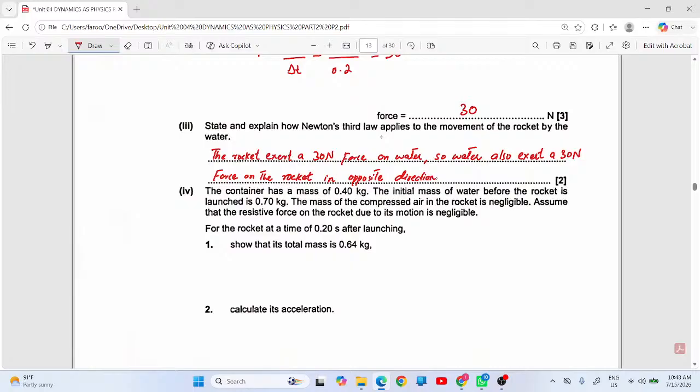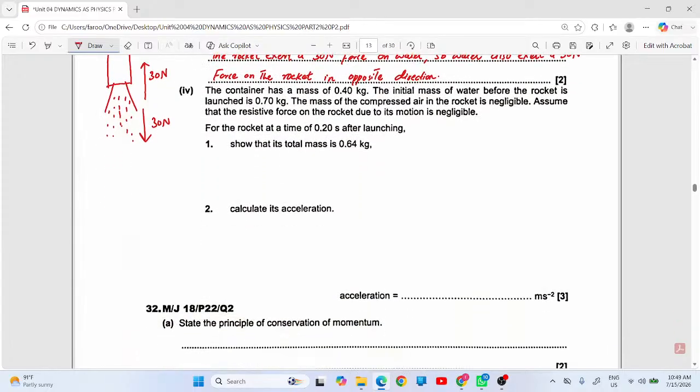That is Newton's third law. If you have a rocket here and water comes out from here, the force exerted by the rocket on the water is 30 newtons downward. So in reaction, water also exerts a force on the rocket in the upward direction. That's why the rocket starts to move upward. Next, read.